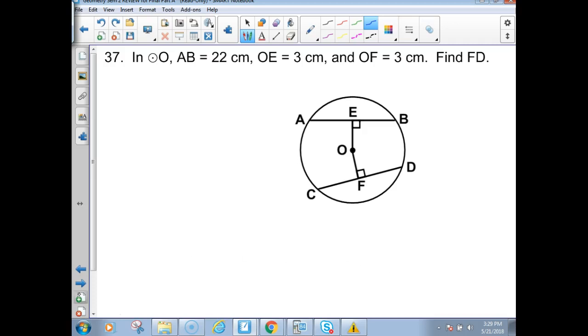Okay, 37 says in the circle with center O, AB is 22. We do know that OE is perpendicular to AB, so that means it bisects it. So I'm going to go ahead and label these 11, half of 22. It says O to E is 3, and O to F is 3. Now, since these are perpendicular and the same distance from the center, those chords are congruent. So these are 11 as well. Then it says to find FD. Well, it's 11. And that would be in centimeters.